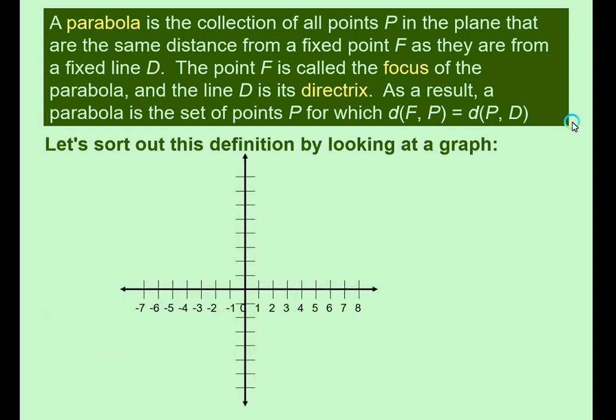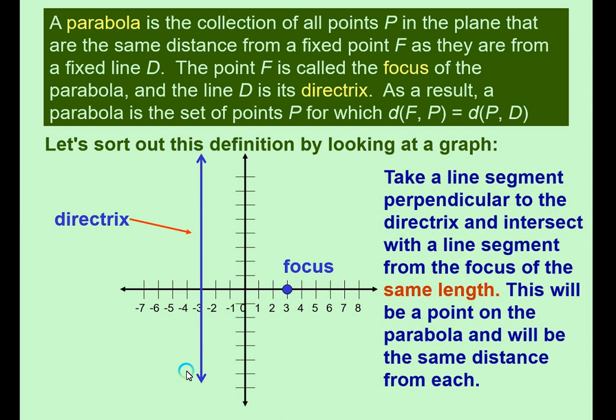Let's sort out this definition by looking at the graph. For example, this one is your focus, and we have your directrix represented by this line. We have to take a line segment perpendicular to the directrix and intersect it with the line segment from the focus of the same length. This will be a point on the parabola and will be the same distance from each.